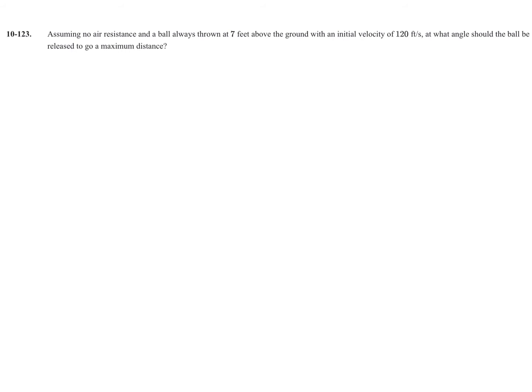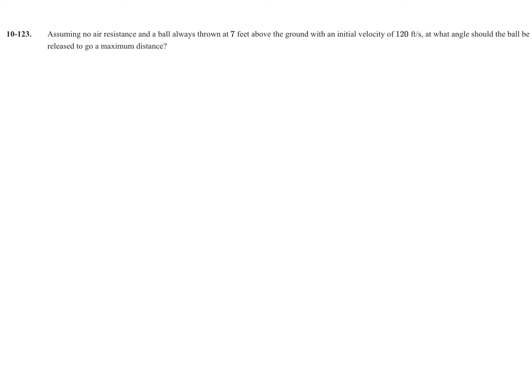Problem 10-123: assuming no air resistance and a ball always thrown at 7 feet above the ground with an initial velocity of 120 feet per second, at what angle should the ball be released in order to go the maximum distance? Okay, well, let's go ahead and start by drawing a diagram.